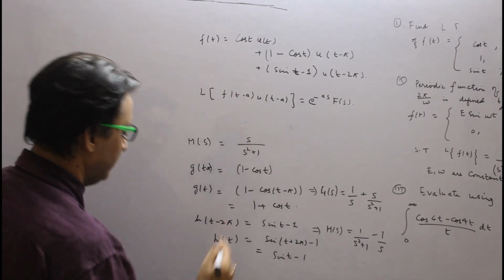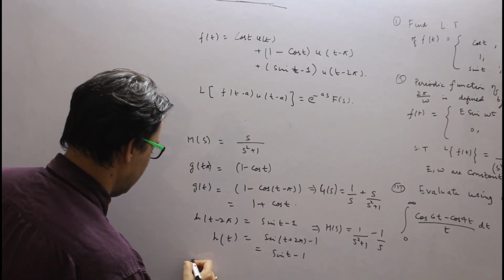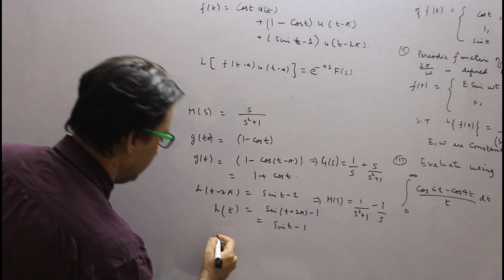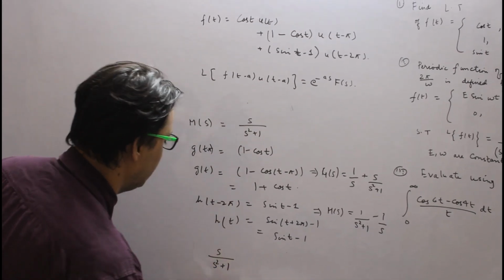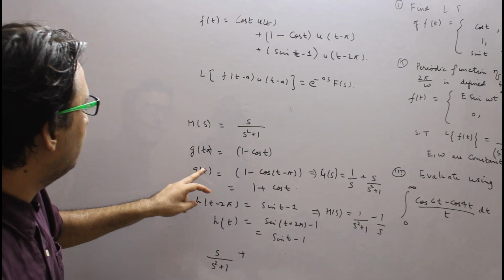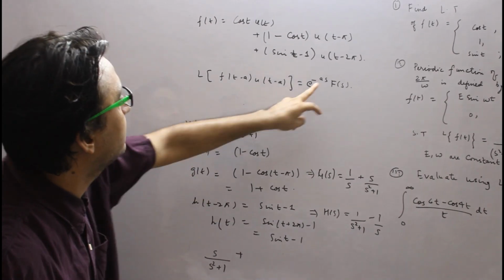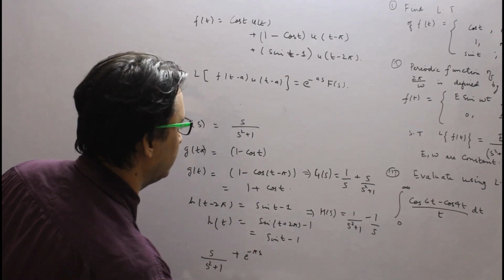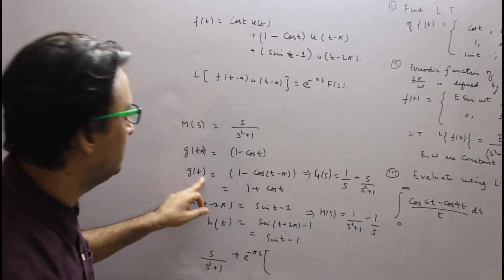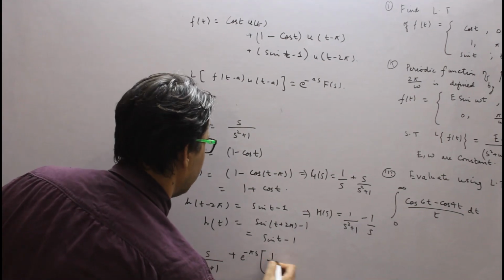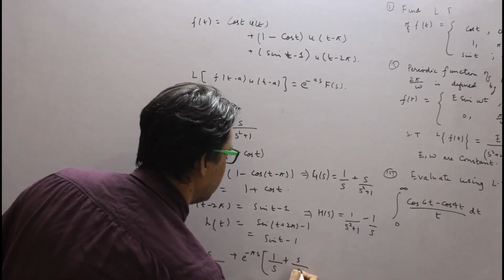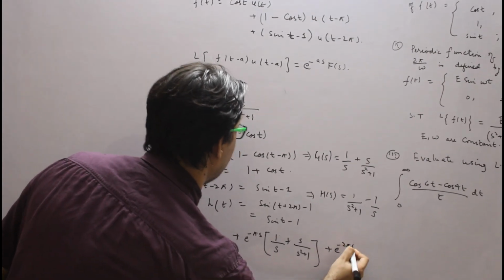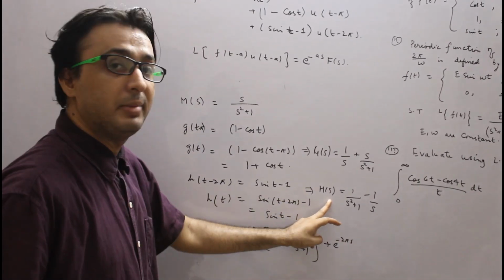So for this one, we can straight away write this function's Laplace. This is s by s square plus 1 plus, how is it shifted here? Shifted by pi. So here a is pi, so e to the power minus pi s. And we have got the transform G of s. So we can write it as 1 by s plus s by s square plus 1 bracket close plus e to the power minus 2 pi s, because here it is shifted by 2 pi.